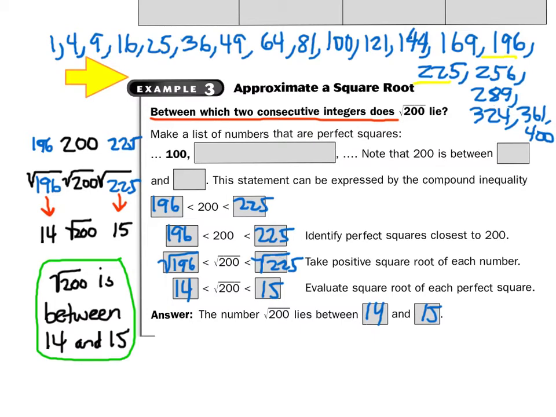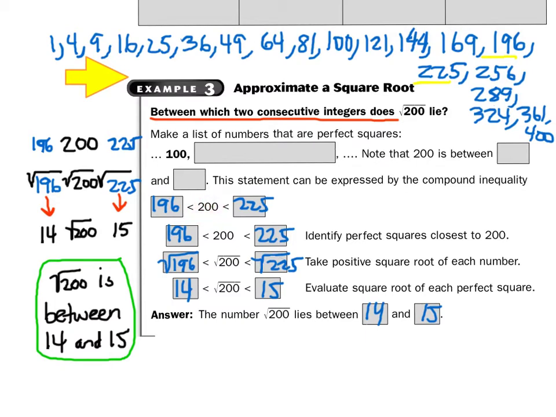Now, once you have that written down, take a look with me. They want us to say between which 2 consecutive, that means one right after the other, integers does radical 200 or the square root of 200 lie. Okay, so this is what they say. Make a list of the perfect squares. We did that up above. And then we want to find where 200 is.